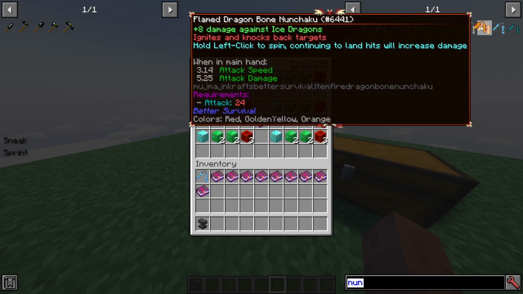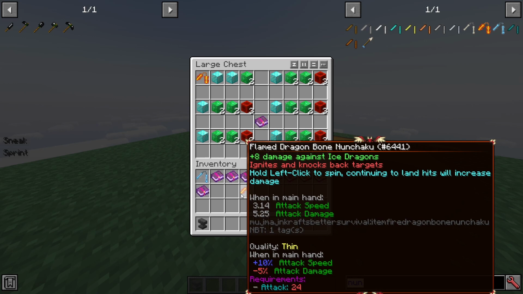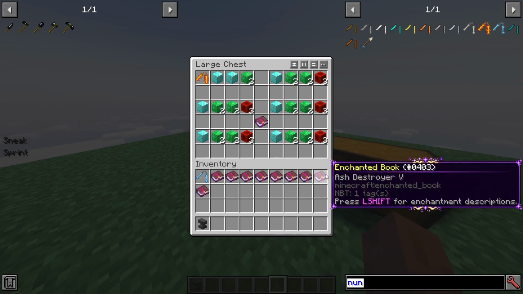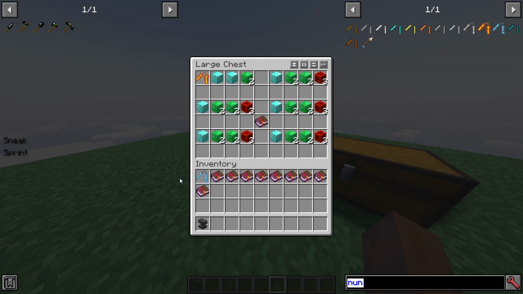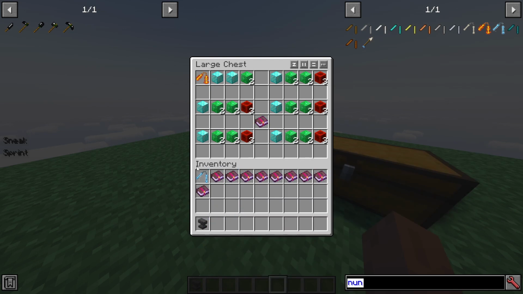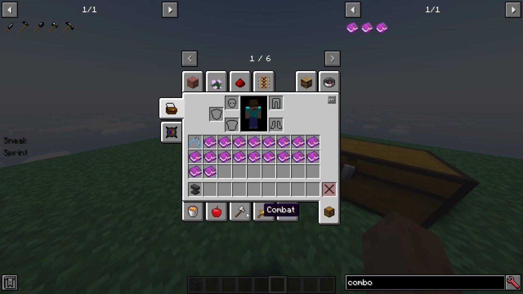And at the same time, if you use the flamed weapon, they are put on fire after the calculation of Ash Destroyer. So on the first hit they don't get double damage, only on the second hit when they are already on fire. So it's better to use this, even though, of course, the combination of this cancels the iced effect of the ice dragon bone nunchucks, so they are not put in ice.